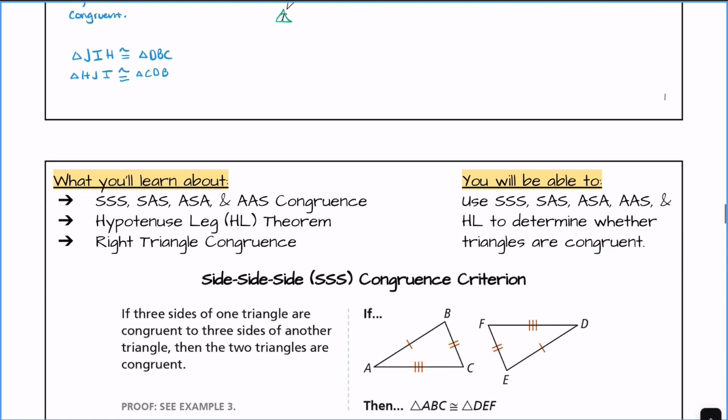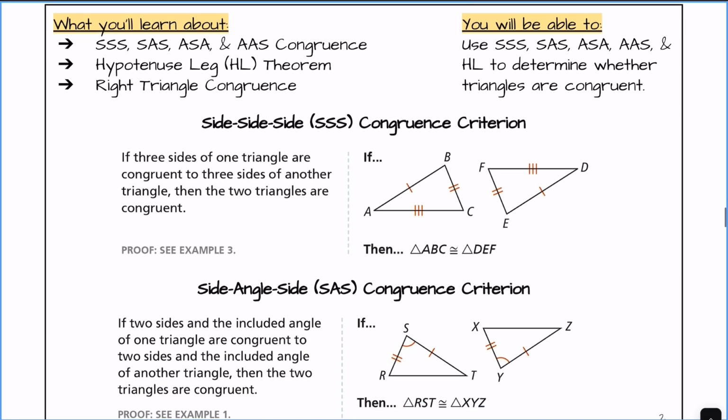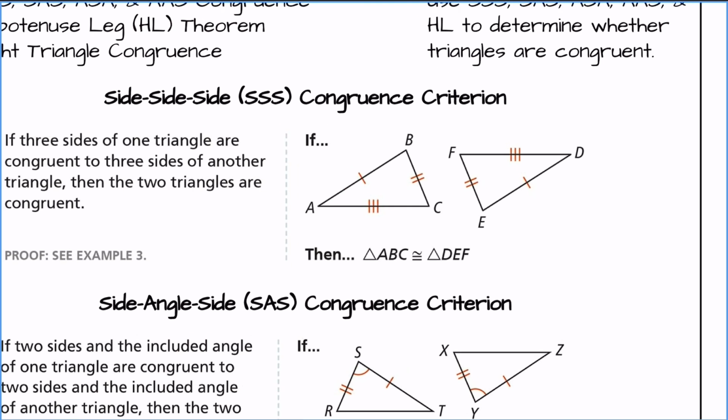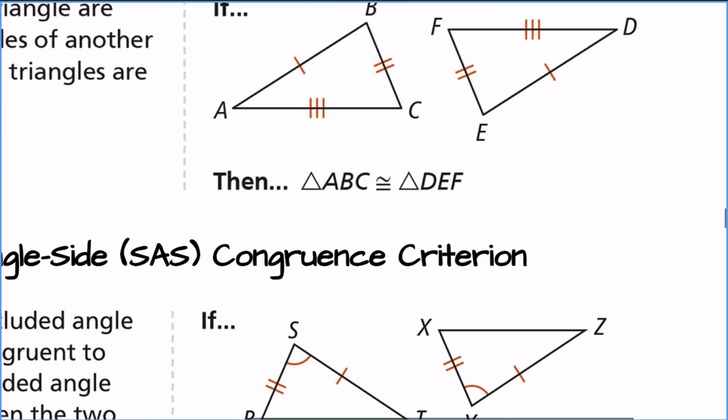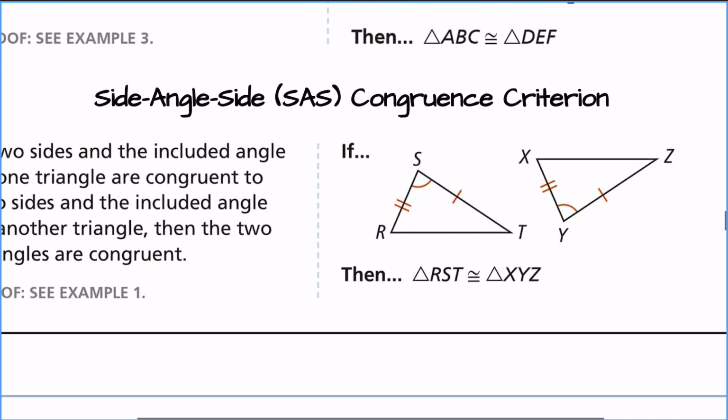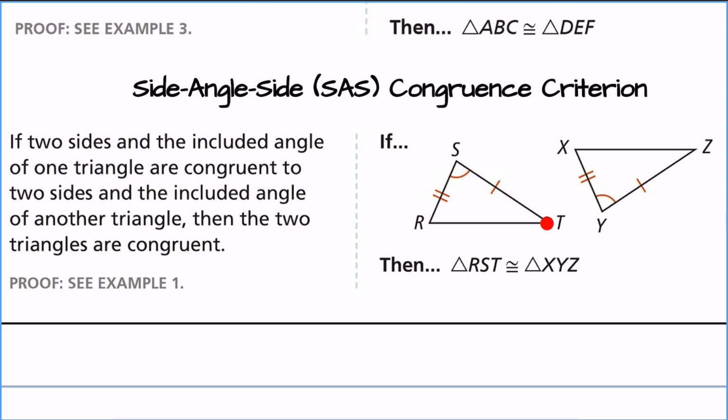When we started, we went over all of our congruence criteria on the board, but I also listed them here in the notes. We have side, side, side congruence, and that says that if we have 3 sides of any triangle congruent to 3 sides of any other triangle, that both triangles are congruent. That is all we need. We don't need 6 pieces of information. We simply need 3.